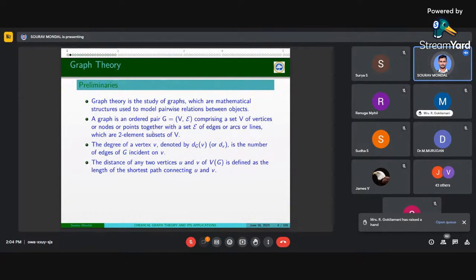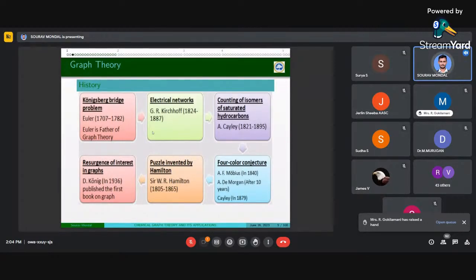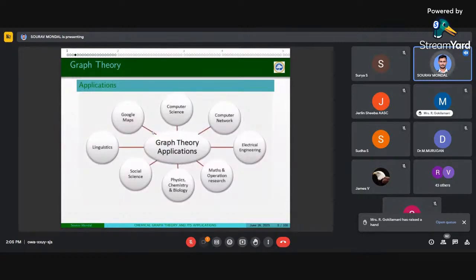The degree of a vertex is a certain kind of graph parameter, and it is defined as the number of nodes connected to the vertex v. The distance is another parameter, and the distance of 2 vertices is the length of the shortest path between them. This is the pathway in which graph theory developed. These are a few among the vast areas where graph theory is applied.